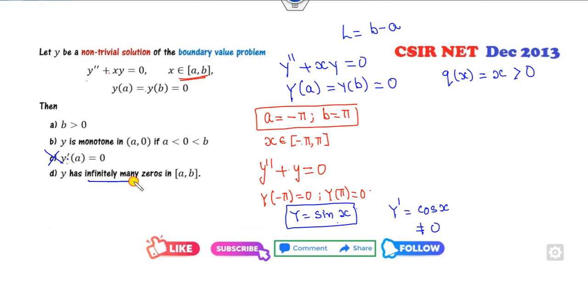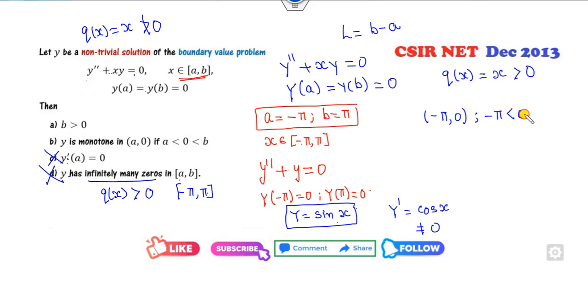It has infinitely many zeros. This is only possible when q is greater than 0. But you can see when I take A as minus pi to plus pi, is it always greater than 0? q of x is x, which is not always greater than 0 on this interval. y is monotonic on minus pi to 0 whenever this problem is satisfied. Okay? Then y is monotonic. So you can see sine x is monotonic in this interval. What is the graph of this? Sine of x from minus pi to pi, this one.